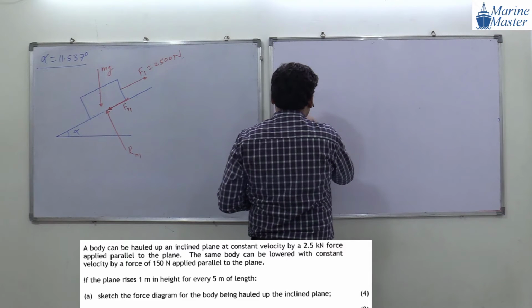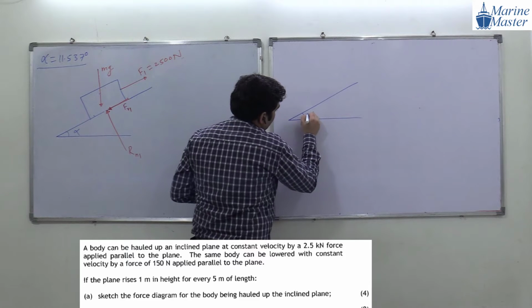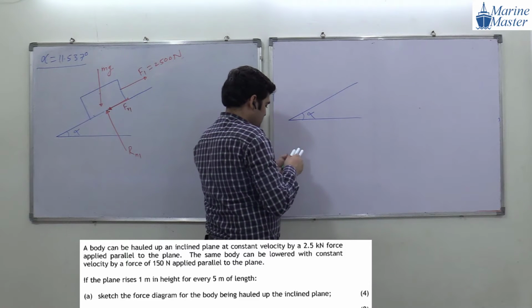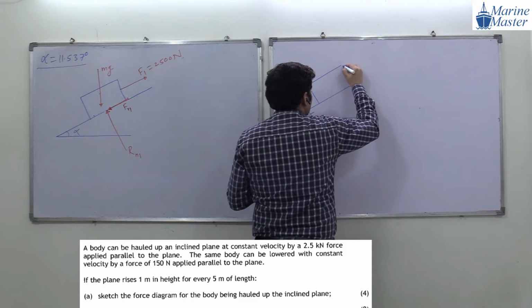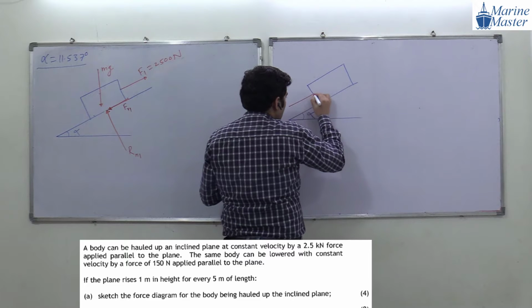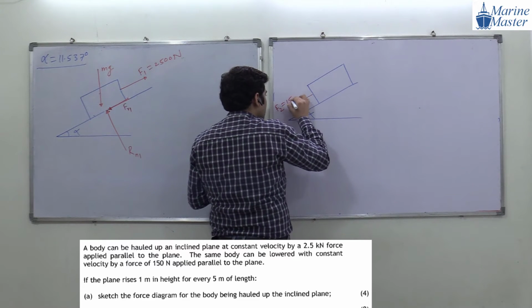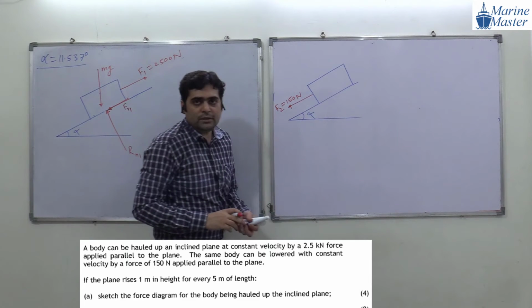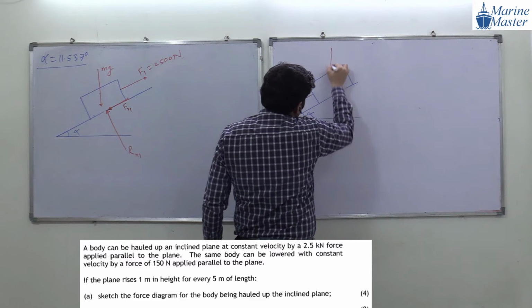Now I am drawing the same object. See the scenario here, guys. Don't write anything, don't draw anything. This is our plane, angle alpha. Then this is our body. Here we are applying a force F2. What is the value of F2, everyone? 150 Newton.